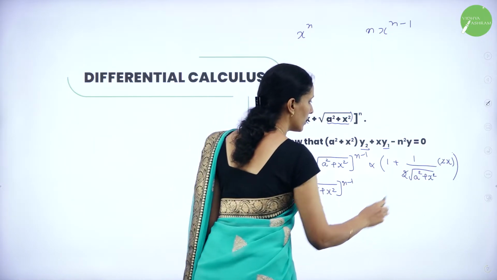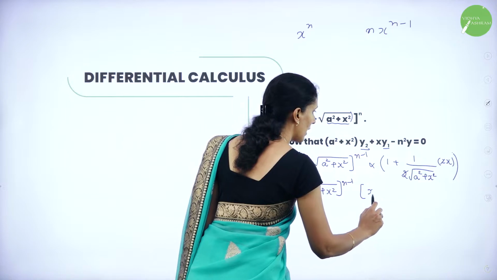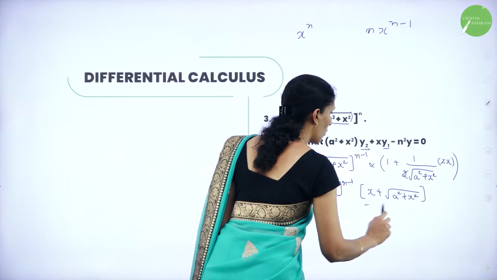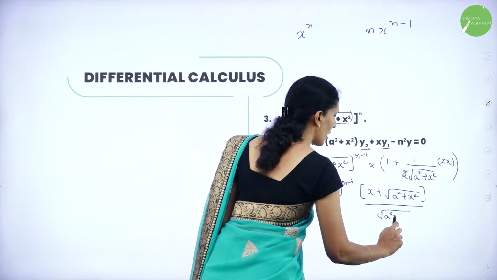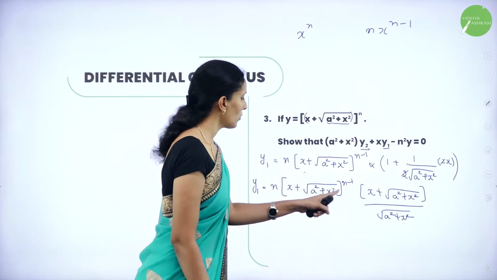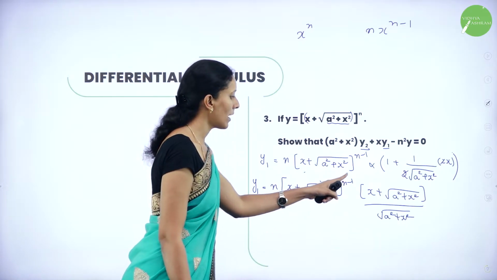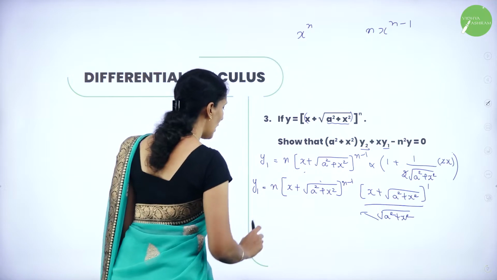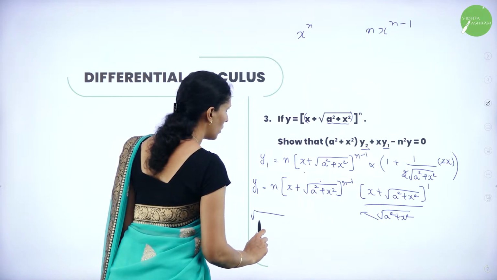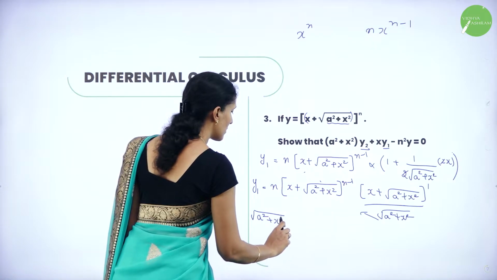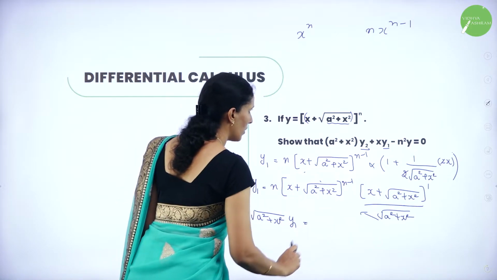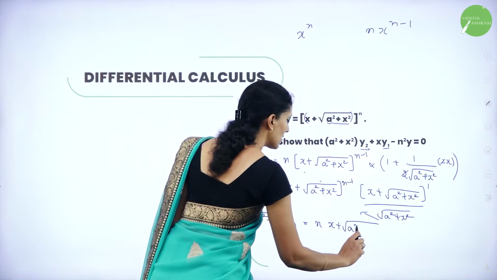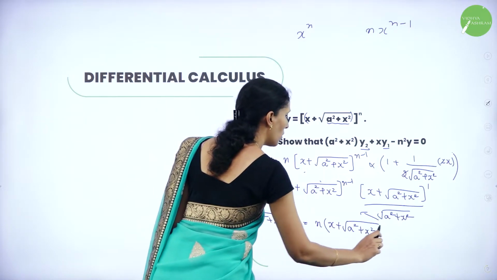If you solve here, you will get the numerator as (x plus root of a² plus x²) divided by root a² plus x². So, here you have (x plus root a² plus x²) to the n minus 1 and the same thing plus 1. So, here shift to the left hand side. The equation becomes root a² plus x² y1 is equal to n into (x plus root of a² plus x²) whole to the power n.